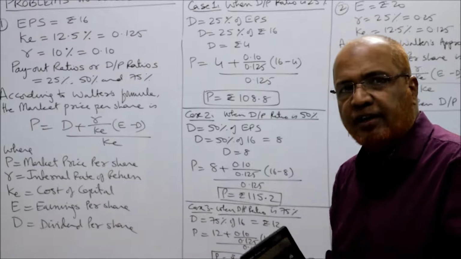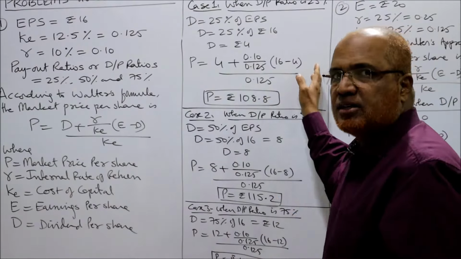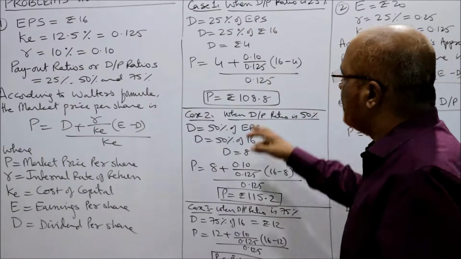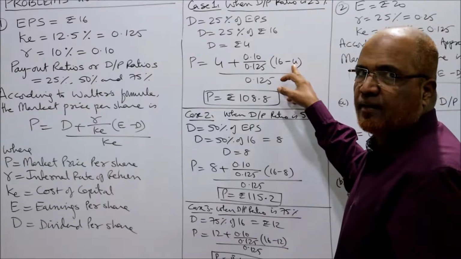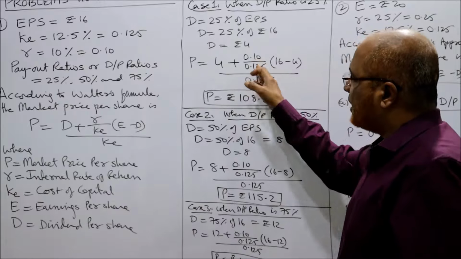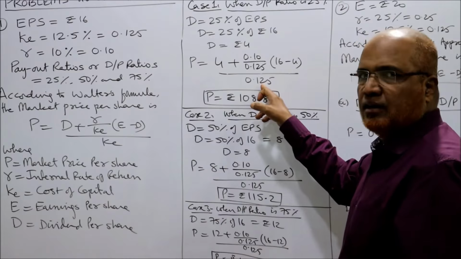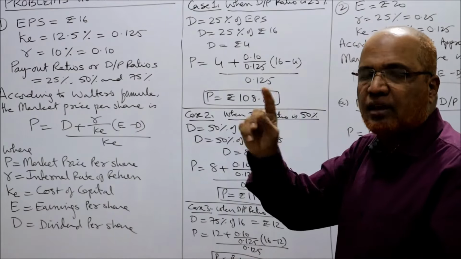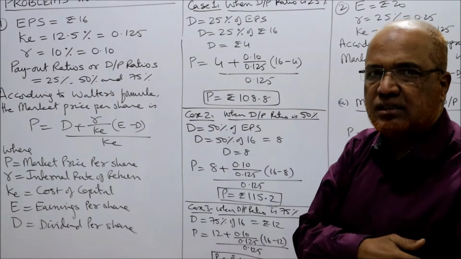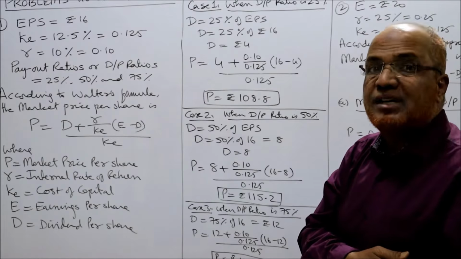You will get 108.8. Again, I'll explain how to make the calculation. From the right side, go back to the left side. First do 16 minus 4, then multiply by 0.1, divide by 0.125, add 4, and after that divide by 0.125. So in one stroke itself you will get the answer. No need to do it in 2, 3, or 4 steps. That is unnecessary; don't waste the time.